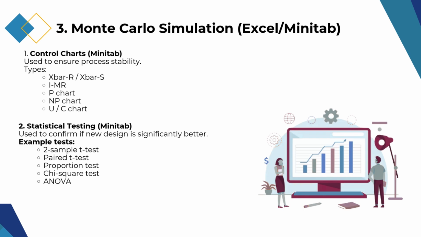Control charts in MiniTab monitor process stability over time. Common types include XBAR-R, XBAR-S, IMR, P, NP, U, and C charts. Monte Carlo simulation in Excel or MiniTab can also be used to assess variability and predict performance under uncertainty. Both tools help ensure the process is stable and capable before full implementation.